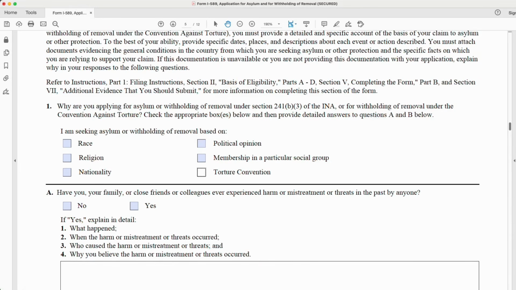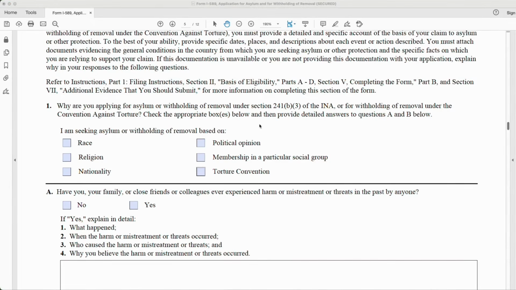Think about the reasons that you experienced harm or would risk harm if you had to return. Would you be harmed because of what you believe or things about yourself that you cannot change or should not have to change? We will give some examples here, but you should check the boxes that apply to your specific reasons.